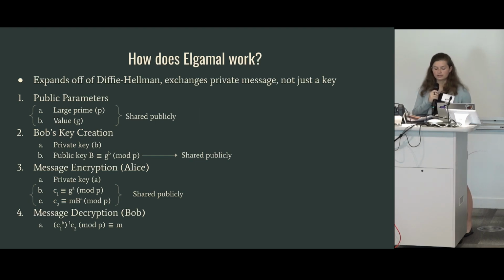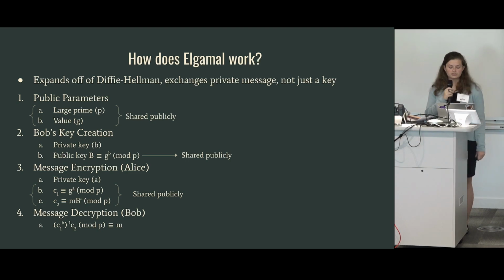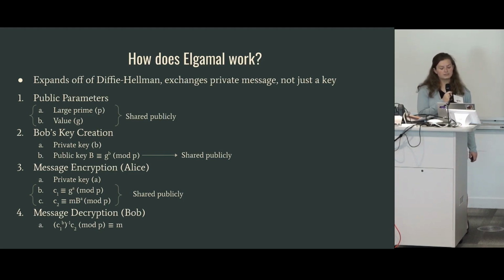So how does Elgamal work? Elgamal expands off of Diffie-Hellman. It also uses discrete logarithms, but Elgamal actually allows Alice and Bob to exchange a message rather than just a secret key. First, Alice and Bob publicly agree on two randomly generated parameters: a large prime called P and a value called G. Then, Bob randomly generates his private key, called lowercase b, and calculates his public key, capital B, so that B is congruent to G raised to the lowercase b power mod P. He shares this public key.